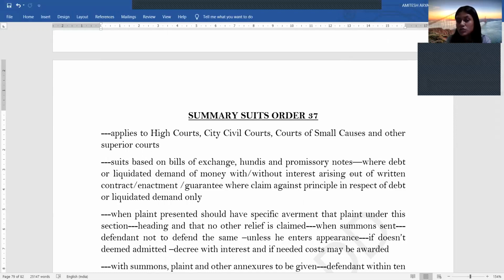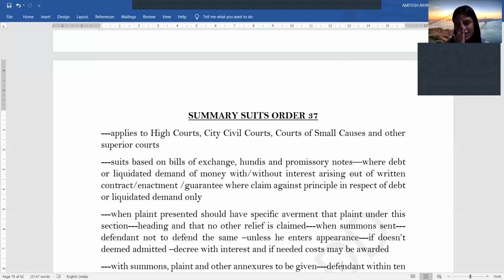In what suits are summary suits to take place? In bills of exchange, hundis, promissory notes, or where there is a debt or a liquidated demand of money with or without interest arising out of a written contract, enactment, guarantee, etc. So, in general, if you understand summary suits, you can understand where the court will try to get rid of its lengthy procedure in situations where there is a very definite cause of action. Like if there's a bill of exchange, either there's a payment or there's no payment, or you're denying, etc. Where there is a liquidated demand of money, where there's a debt with or without interest arising out of a written contract, etc.